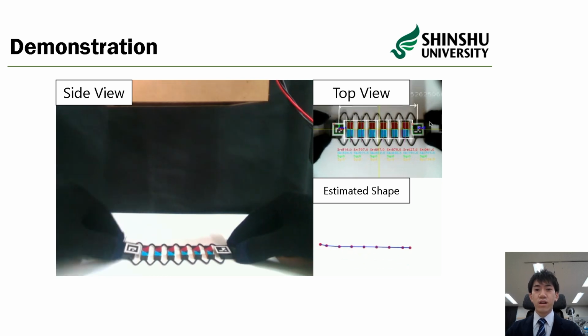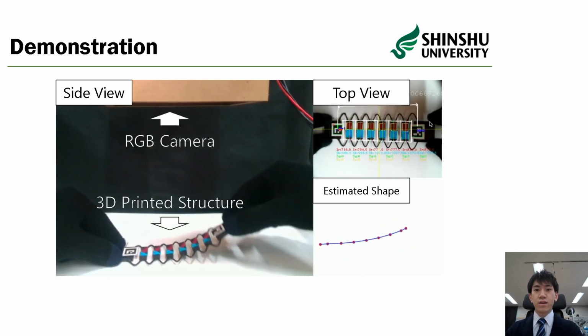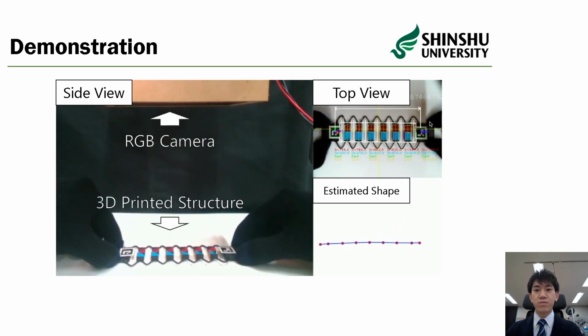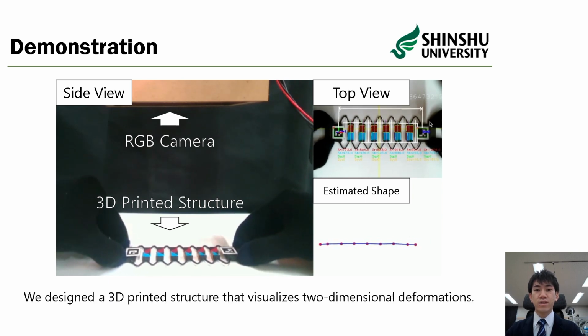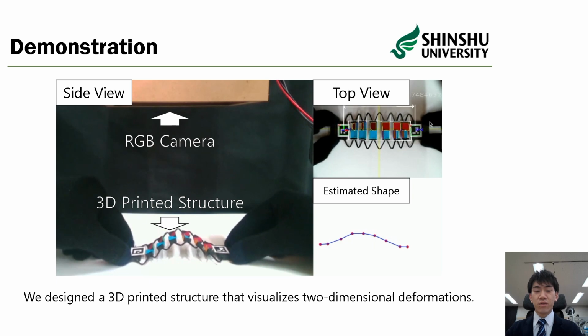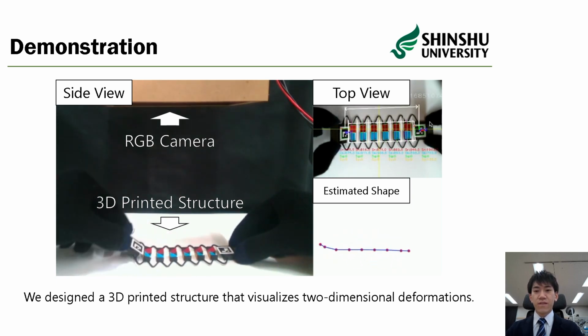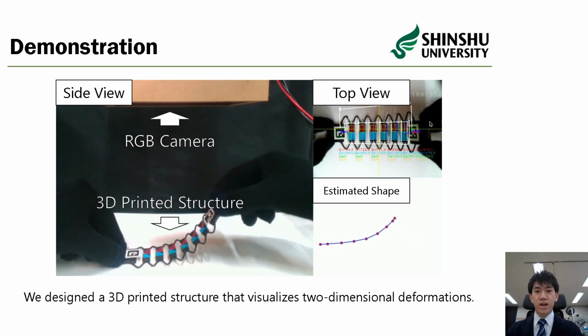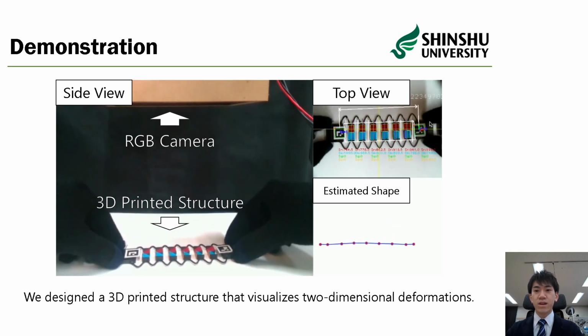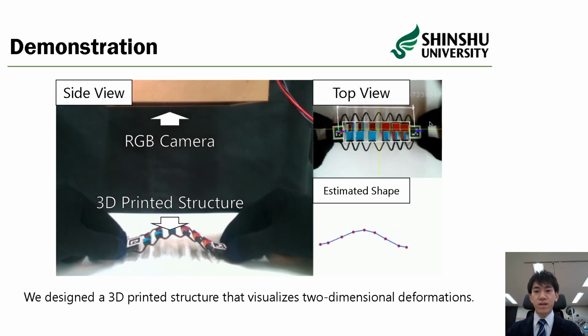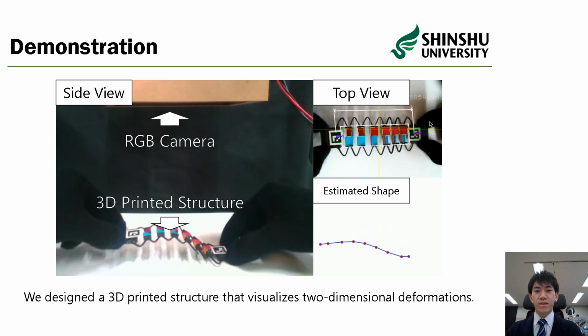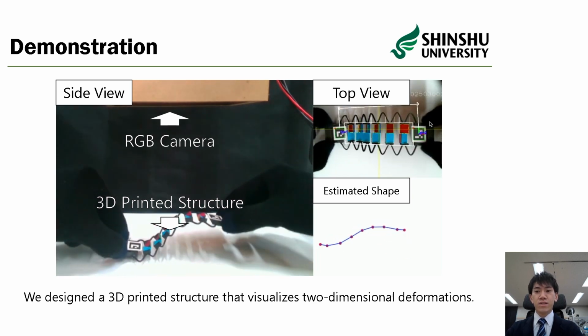First of all, let me show you the demonstration. The proposed method includes a 3D printed structure shown as the side view's bottom, an RGB camera above, and the image processing algorithm. The top view is a captured movie from the RGB camera. From the movie, the proposed image processing algorithm can measure the deformation of the structure, as can be seen in the right bottom estimated shape.